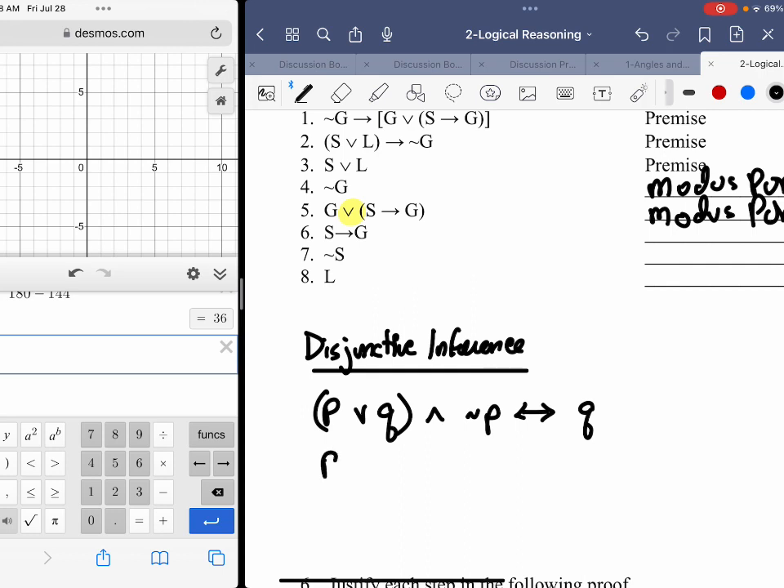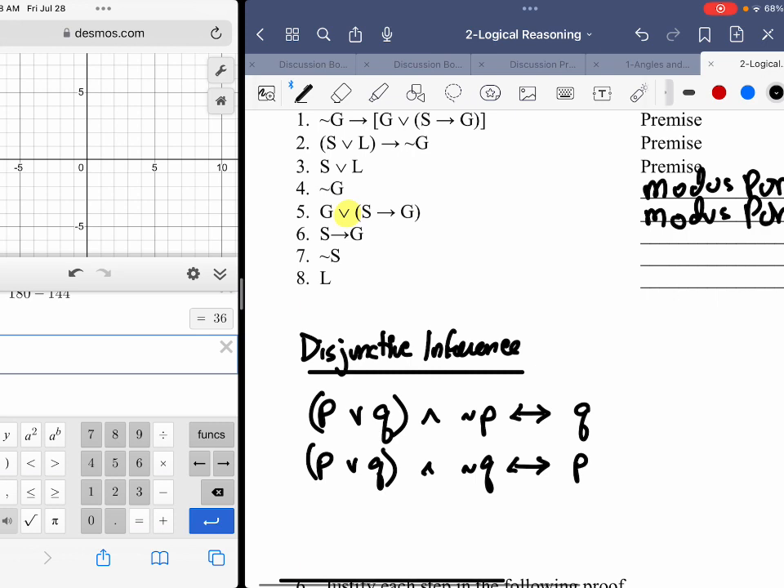All right. Same idea goes for P or Q and not Q. Well, it's either P or Q. It's not Q, so it must be P. All right. So looking at this, I'll box it in so you know what this is. It's either G or S then G. Well, it's not G, so it must be S then G. So this is disjunctive inference. Abbreviations are fine as long as I know what the abbreviation is or represents.